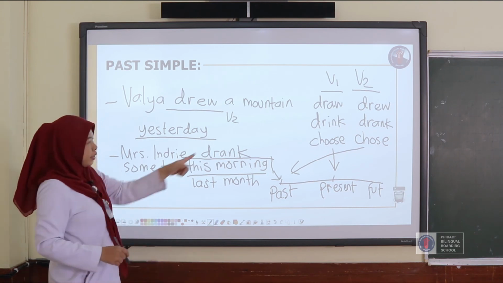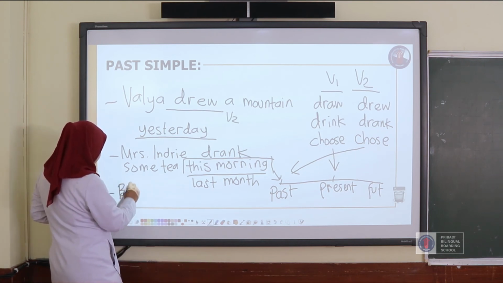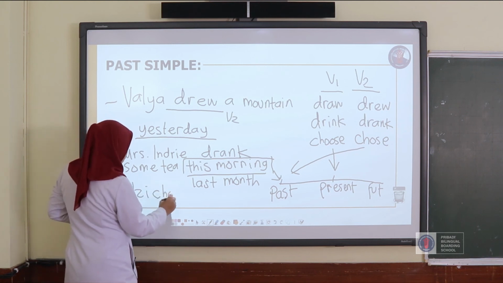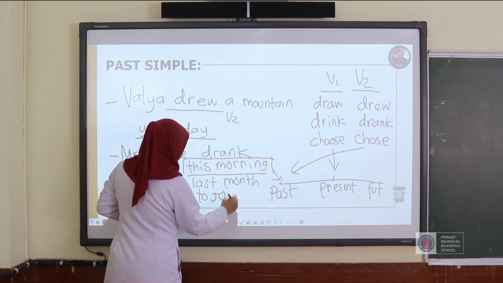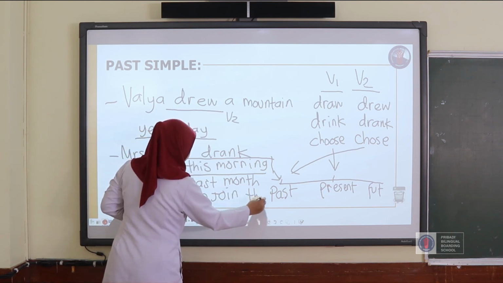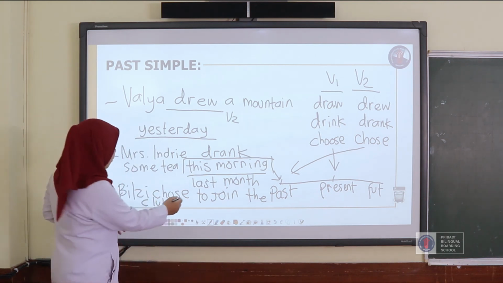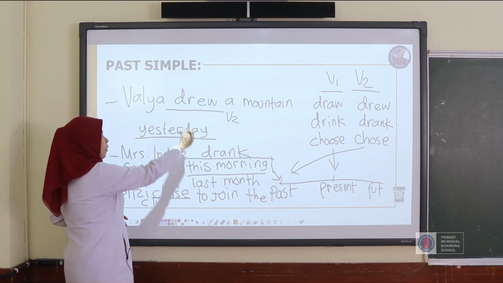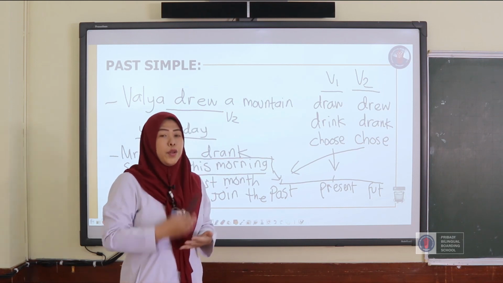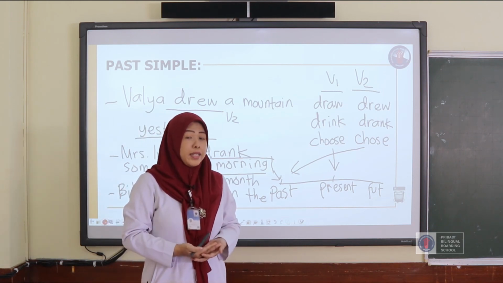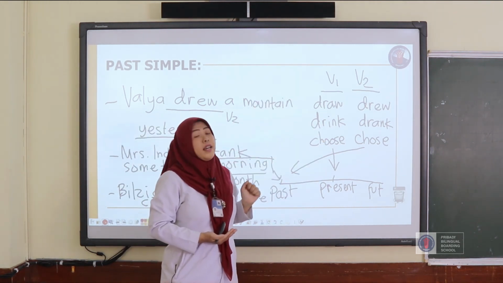And then the last one, chose. Bilzi chose to join the club. So this one is the verb 2, the verb 2, the verb 2. With past simple, you have to know and memorize the verb 2 form of the verb 1 because we're talking about the past.